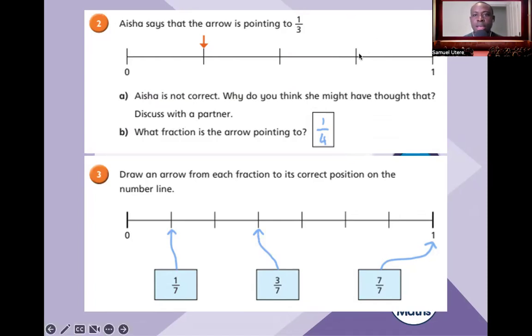So we can see here that we have 1, 2, 3, 4. Okay. We have 4 intervals. Now, if we divide 1 by 4, because the value from the beginning to the end of the line is 1, 1 minus 0 is 1, and we have 4 intervals. So if we divide 1 by 4, we would have a quarter. So it is 1/4, not 1/3. And then here we're asked to draw an arrow from each fraction to its correct position on the number line. So by now, you should be able to know how to position intervals.